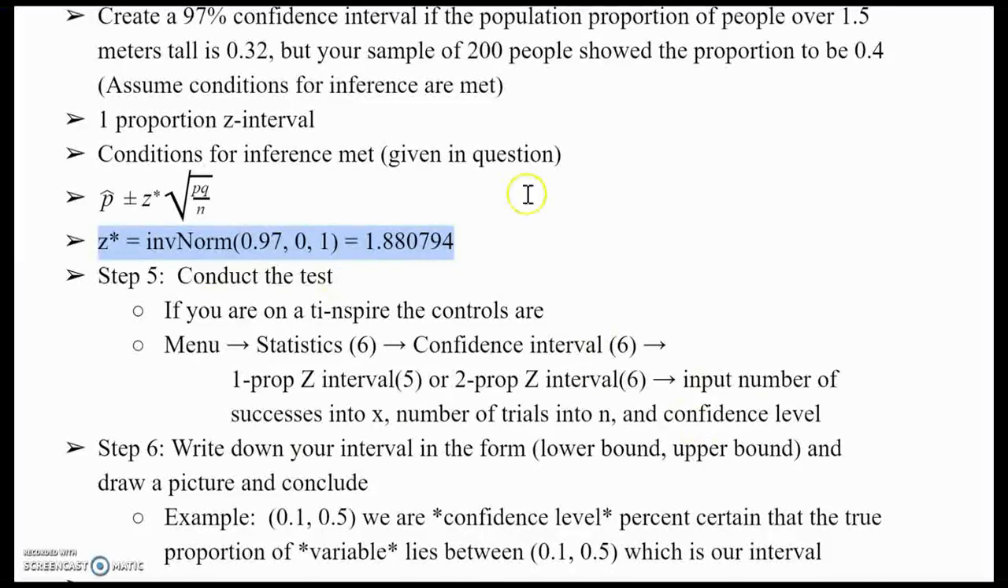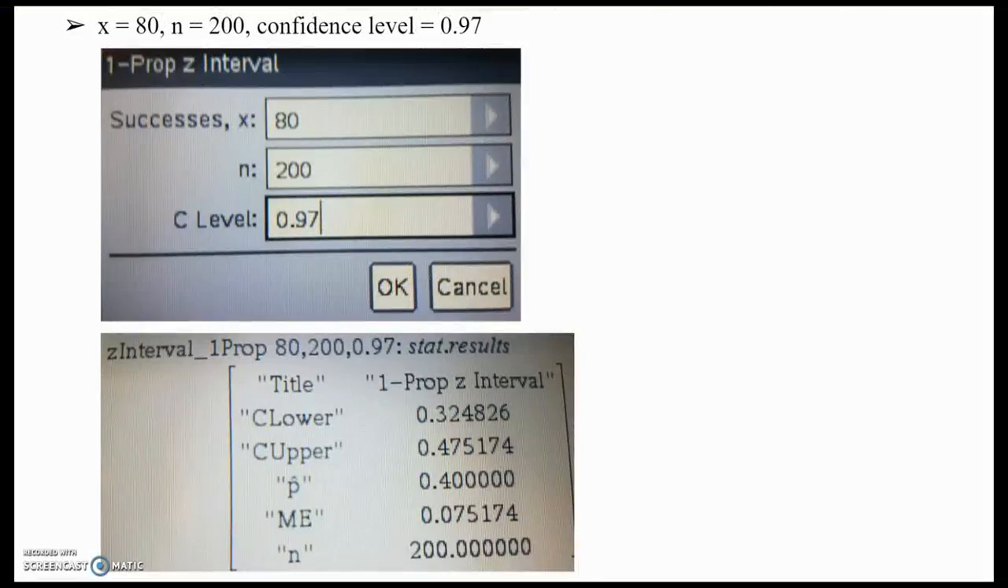So we go into menu and we do all of this. I'm going to take a screenshot of TI Nspire and put it onto this. There was a slight issue with the TI Nspire software, so I had to go into my calculator, but I had to first figure out what this x value was. So I just got 0.4 multiplied by 200, plus my confidence level, and I plugged it into 1 prop z interval, as you can see over here, and I got these values. As you can see, there's a lot of things going on.